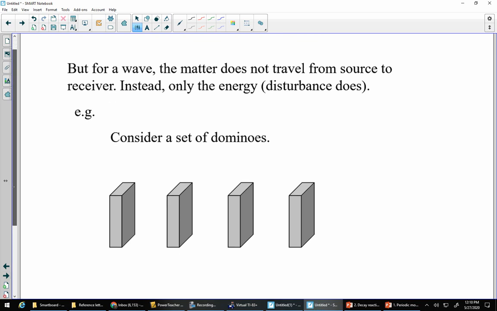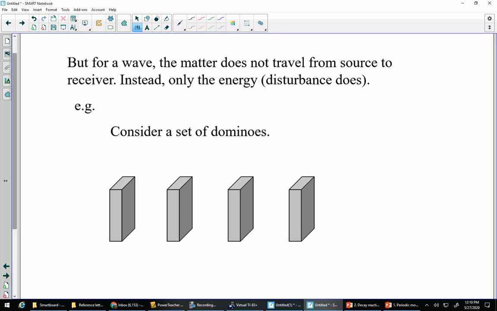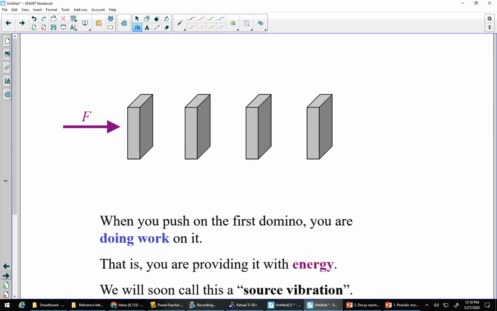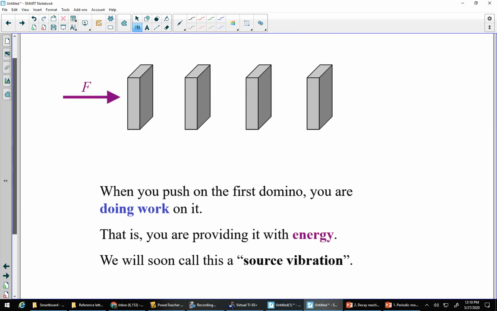A good thing to consider with this is just a set of dominoes, and I'm sure most of us have played with dominoes before. So you hit one domino, it runs into the next one, then runs into the next one, then runs into the next one, which is fine. But do the dominoes really move? Not really, right?